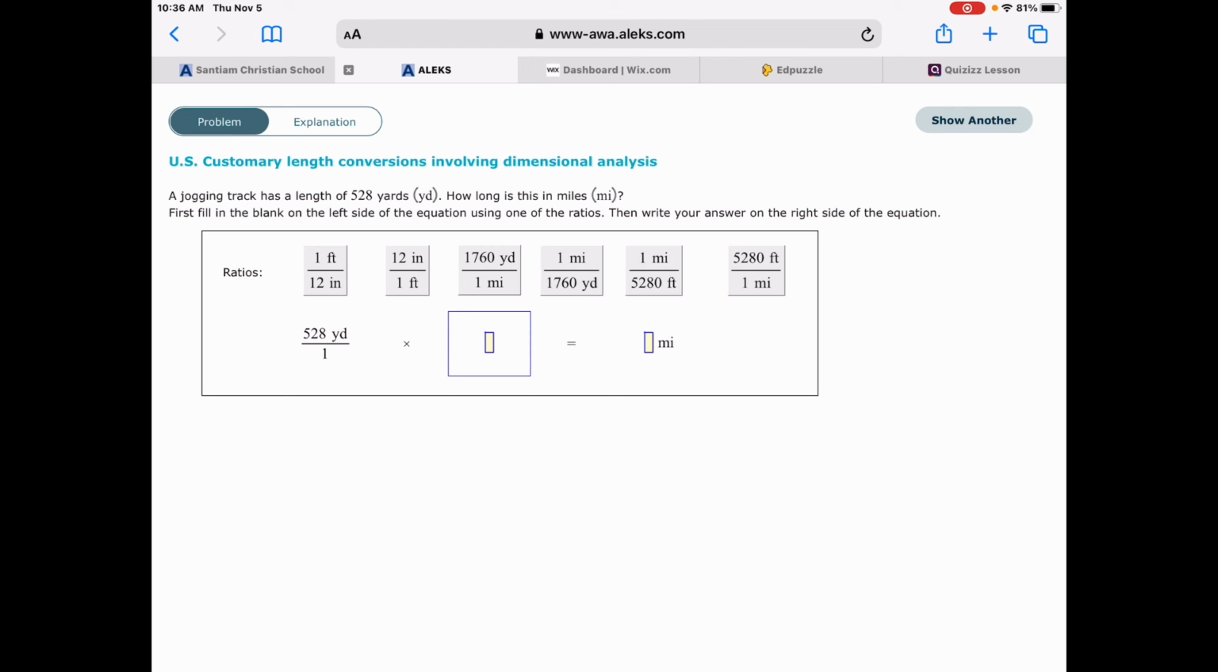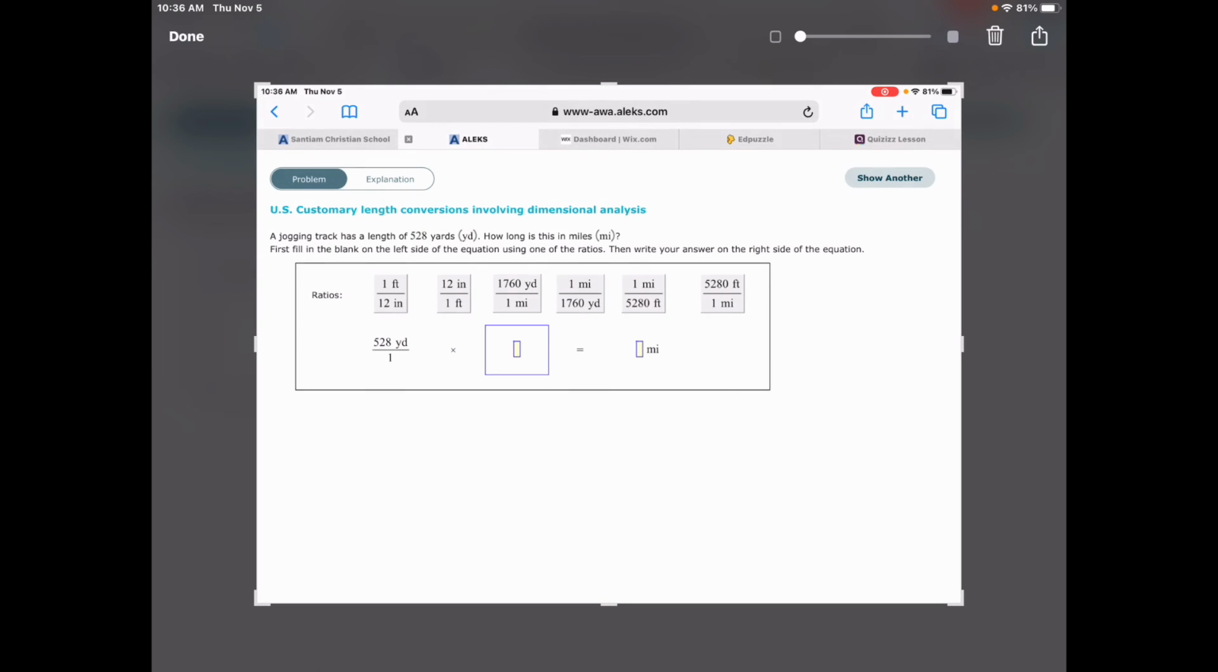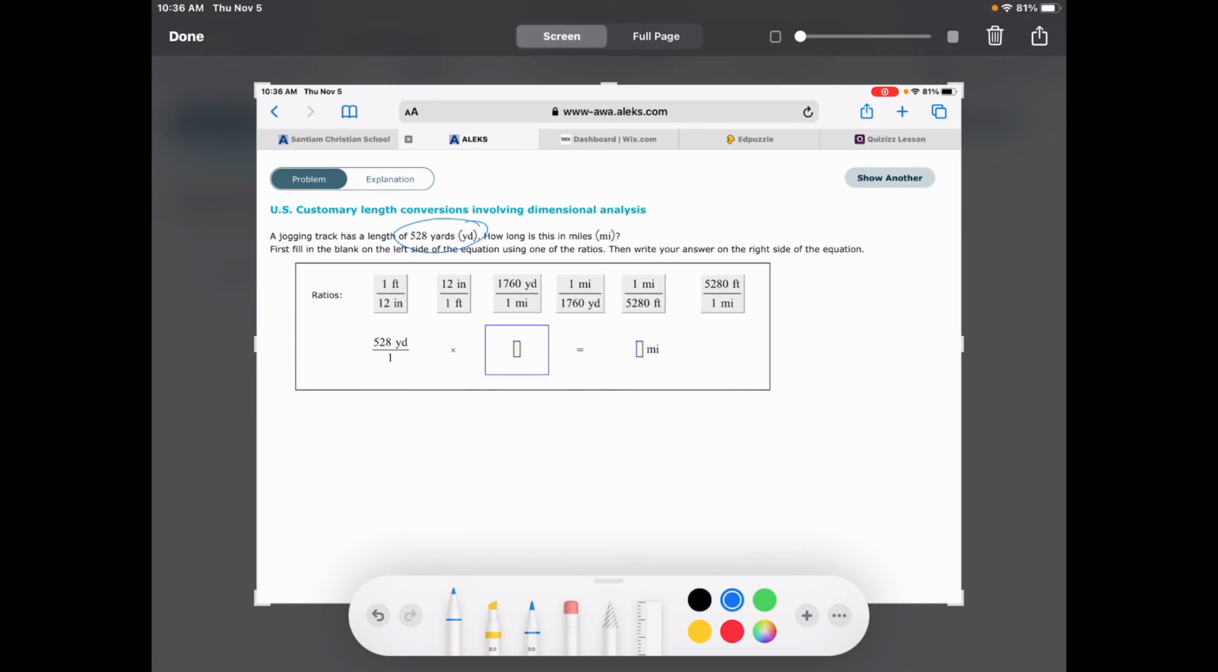All right, a jogging track has a length of 528 yards, and we want to make that into miles. So here we've written out 528 yards. We can put that over a 1 so that we're thinking about fractions, and we want to choose a fraction with yards in the bottom. So we look through here. This one has yards in the bottom. It has miles in the top, so that's perfect.